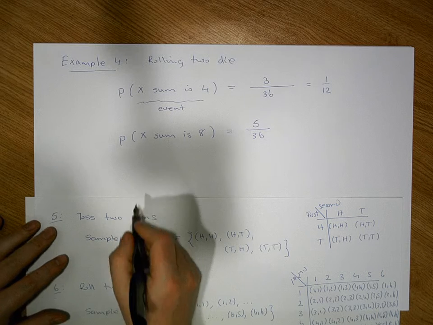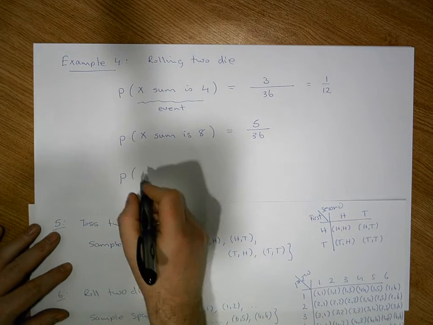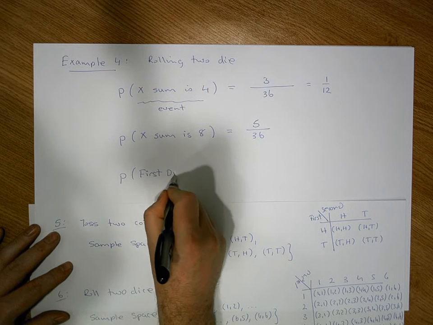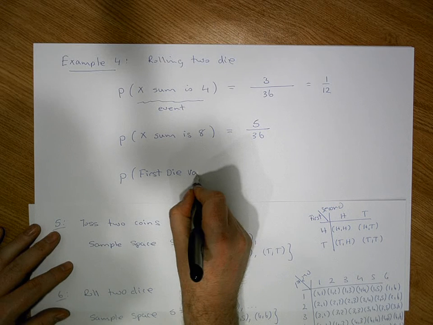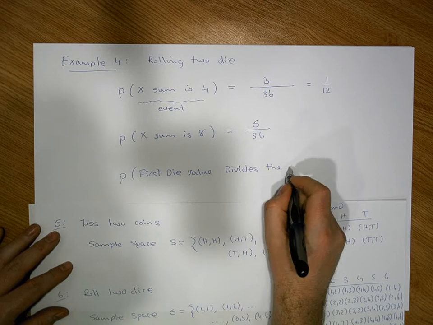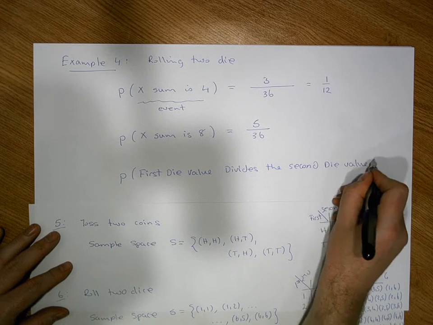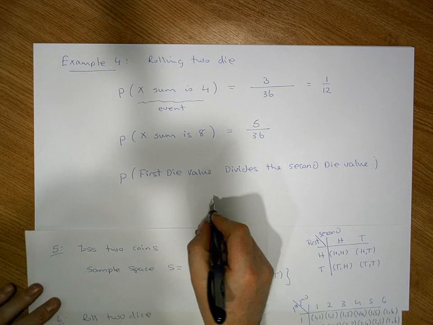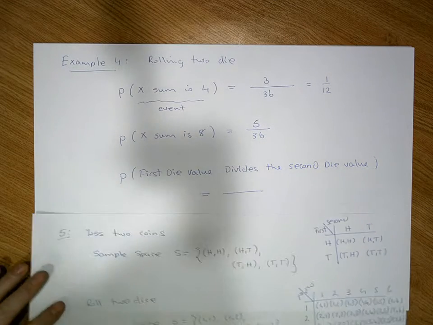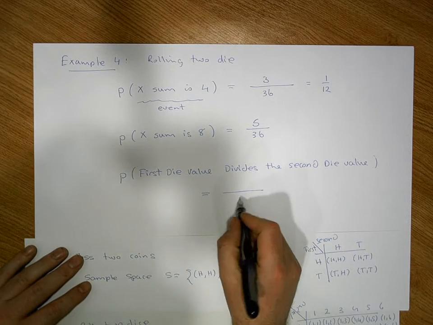Let's ask another question. What is the probability, when I roll 2 dice, that the first die's value divides the second die value? A little bit more complicated, this is. Once again, it's a probability, it's a proportion. The number of possible outcomes is how many outcomes could we get when we roll 2 dice? And we've already seen it here. We've got 36 possible outcomes. So whatever we get here, it's relative to 36.